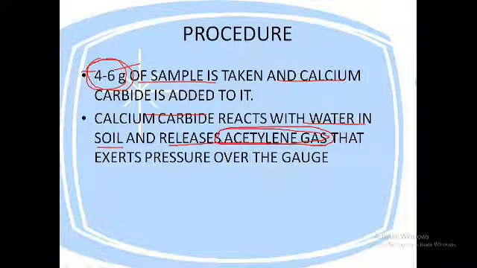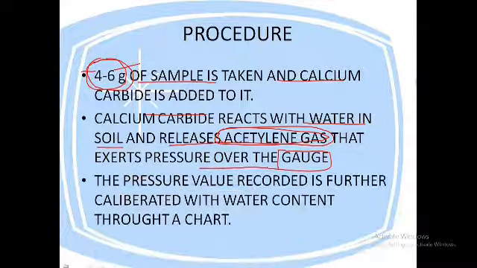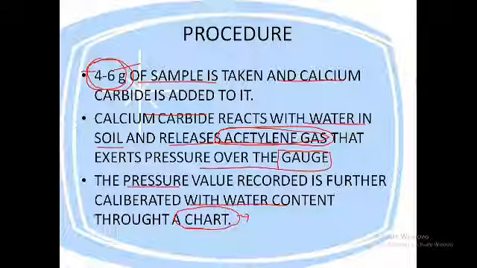Now this acetylene gas will exert pressure on the pressure gauge that is mounted on the apparatus that we are going to use. Now the pressure value that we get is further calibrated with the water content through a chart. So we will just be looking at the chart, and corresponding to the pressure value that we have gotten, we will get the water content value. It is as simple as that.